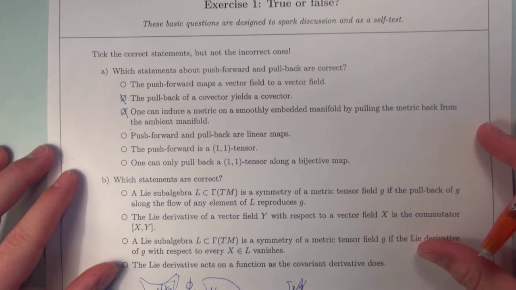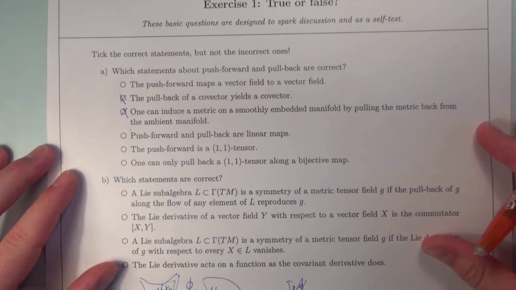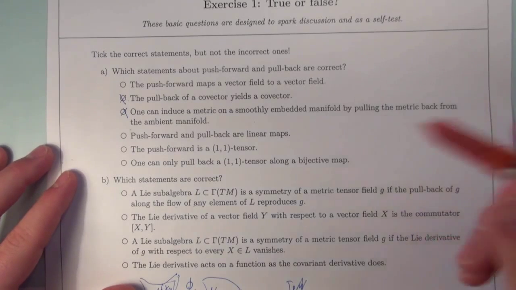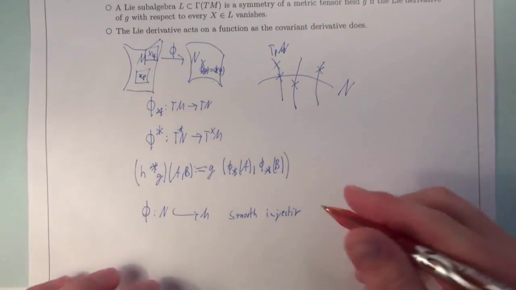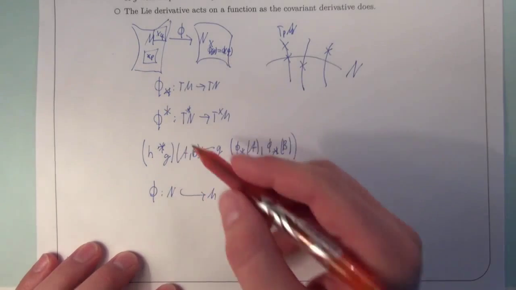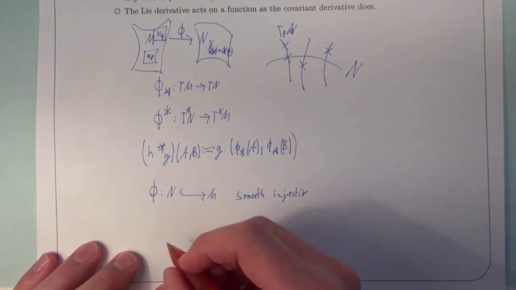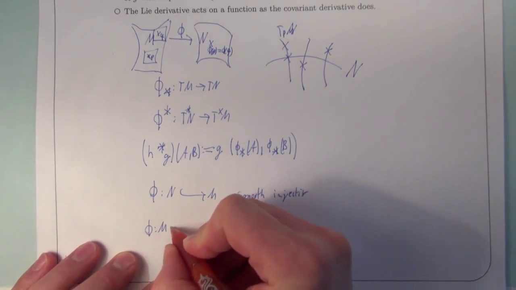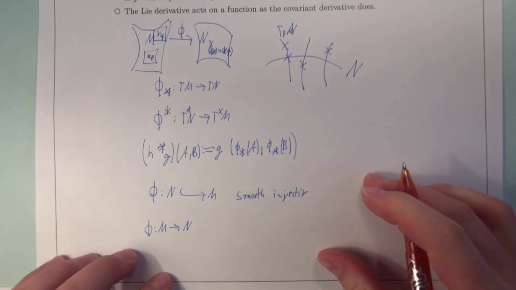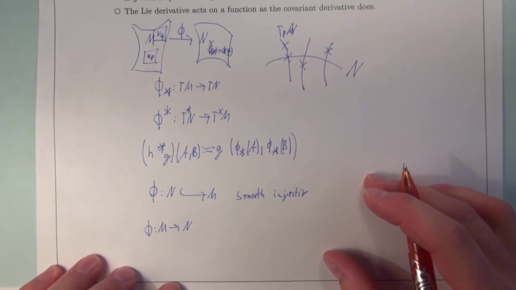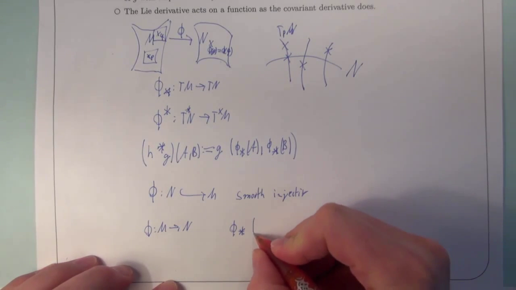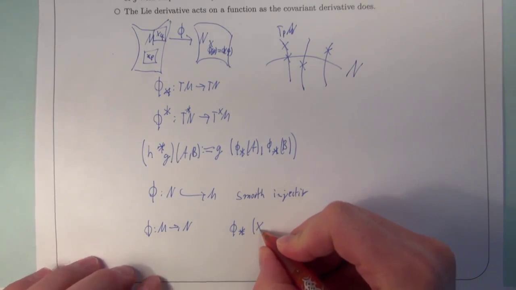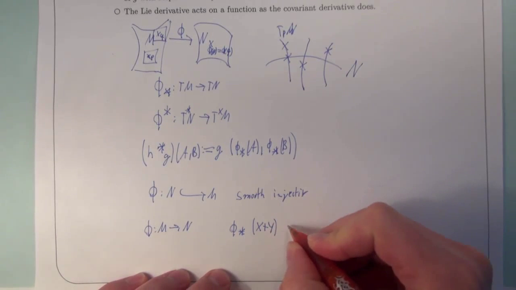The next question asks us, are the push forward and the pull back linear maps? Yes, they are, it's correct. And I show you a part of the proof here. We again have the map phi from, say, M to N. And we now want to see how this works. So let the push forward act on a sum of two vectors.